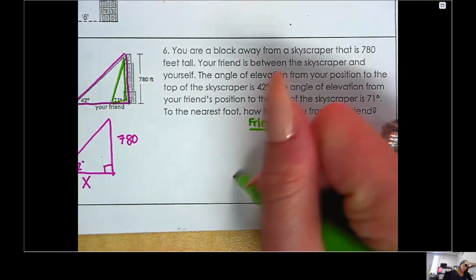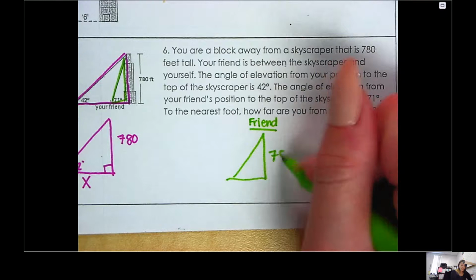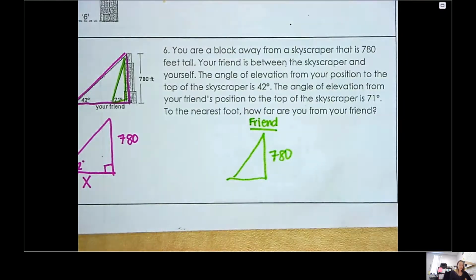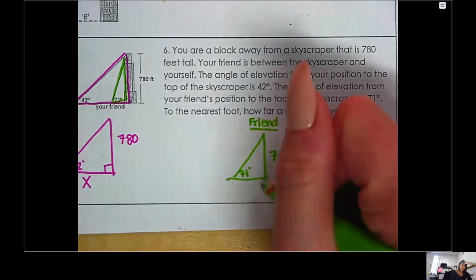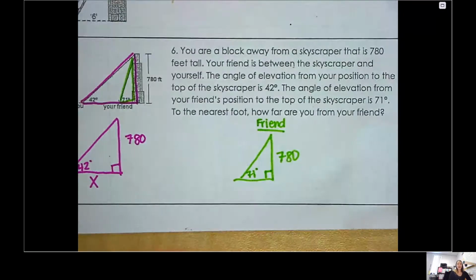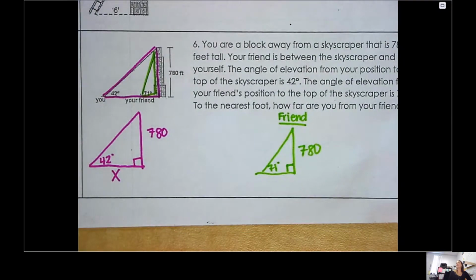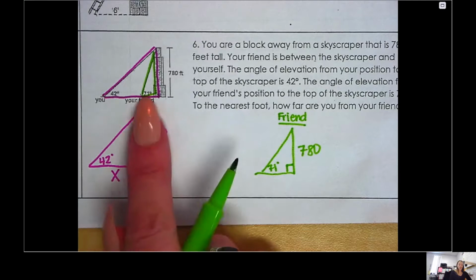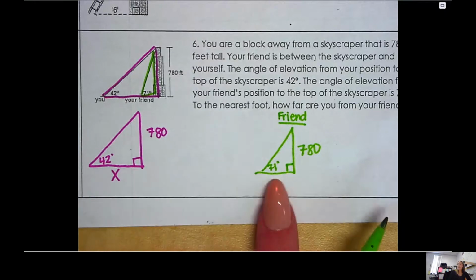So my friends is the same thing. It's still 780 feet tall, except theirs is 71 degrees. Why is theirs bigger than mine? Why would that make theirs bigger? Ah, you got to look higher up, exactly. So you've got a larger angle of elevation because the closer you are to something, the more you've got to tilt your head back. Good. And you're trying to, again, find this bottom piece.